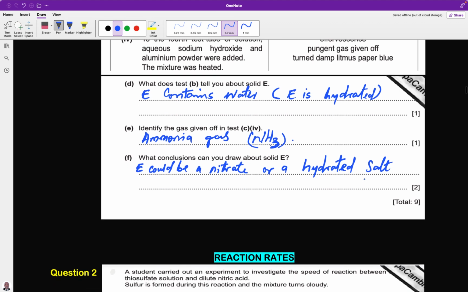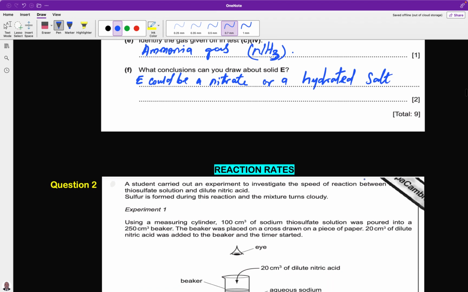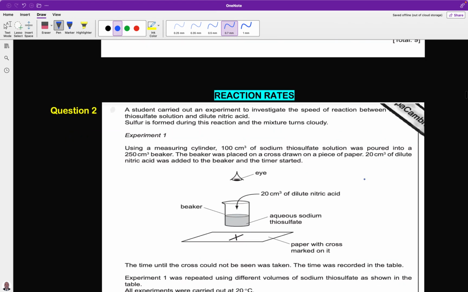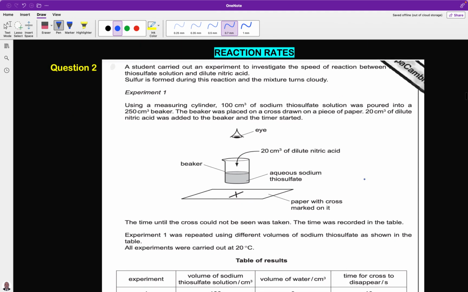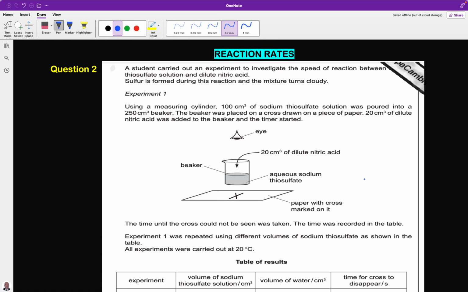Let's go to question number 2. We are now going to be dealing with rates of chemical reaction. A student carried out an experiment to investigate the speed of reaction between sodium thiosulfate solution and dilute nitric acid. Sulfur is formed during this reaction, and the mixture turns cloudy.